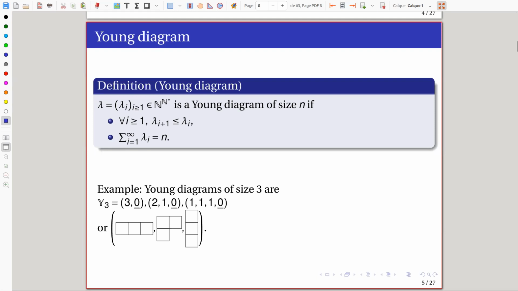There is an easy graphical way to see it: you just put some squares. In the first line you put lambda 1 squares. So for example, here we have 3 squares and then 0 squares. Here 2 squares, 1 square, then 0 squares. Here 1, 1, 1, then zeros. Does it make sense?